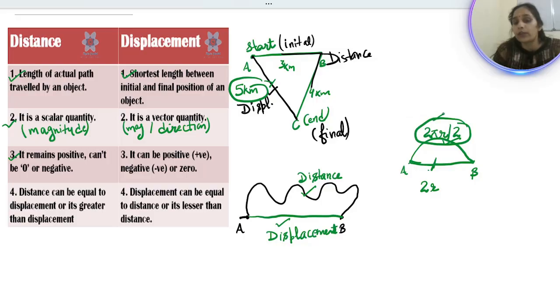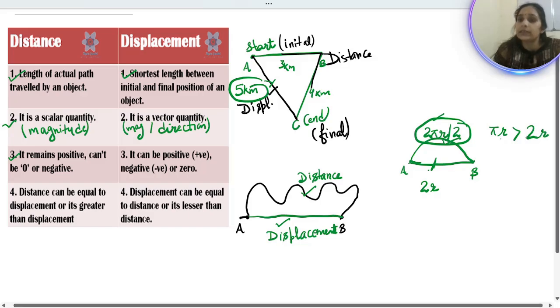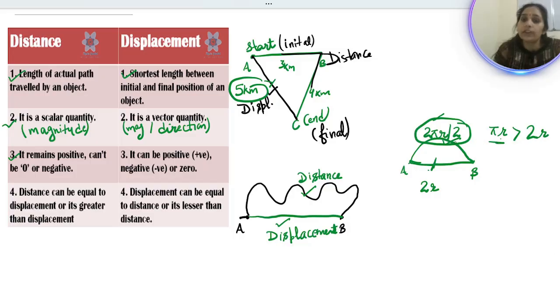Here also, if we calculate the value of pi r, it is greater than the value of 2r. It means distance is greater than displacement, and distance is always positive. Here also distance is positive. So distance is always positive, but displacement can be positive, negative, or zero.